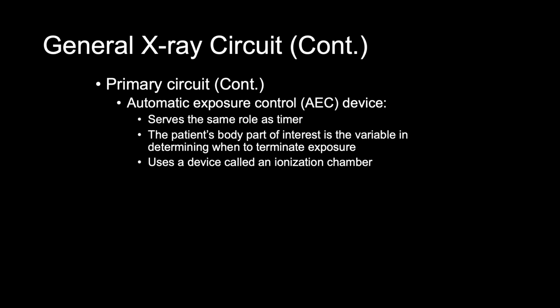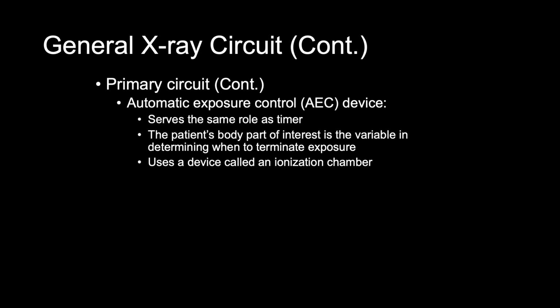Once the AEC is calibrated, the patient becomes the variable. As X-rays exit the patient on the way to the IR, they pass through the ionization chamber, causing ionization. Once the pre-programmed magnitude of electric charge is reached, the exposure is terminated. The length of the exposure is determined by the thickness and the density of the area of the patient that is placed over the ionization chamber.